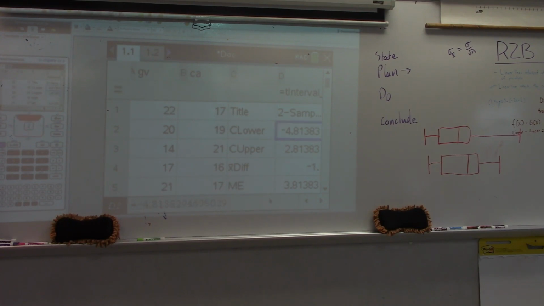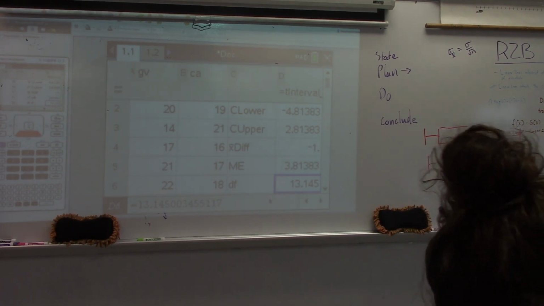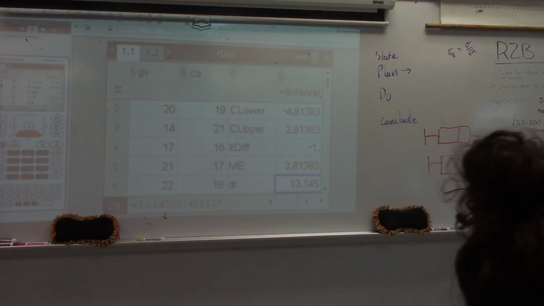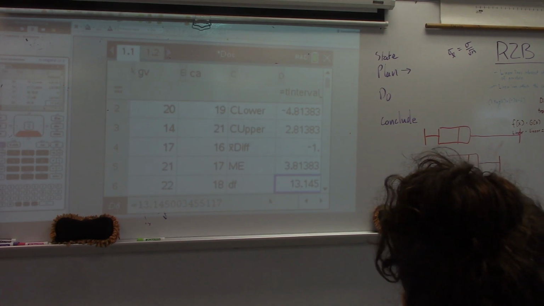Notice it gives me my lower bound, my upper bound, my mean difference, and what does it give me right here? Degrees of freedom. So when you run the inference procedure, it gives you the degrees of freedom. That ugly formula that you saw, it gives you your degrees of freedom. Hey guys, right now I need you to focus on this because there's one last thing I need to show here before we do the next part of today's lesson.